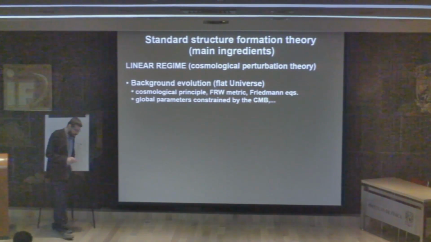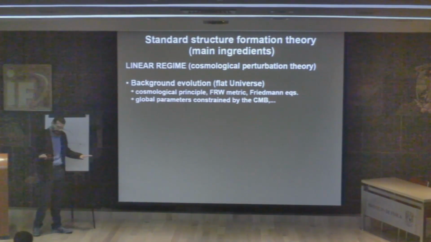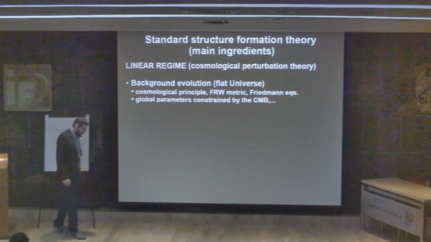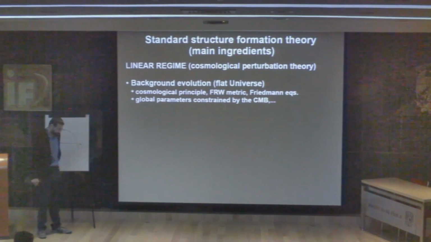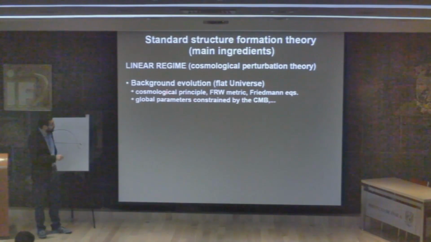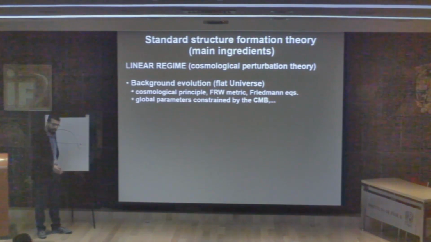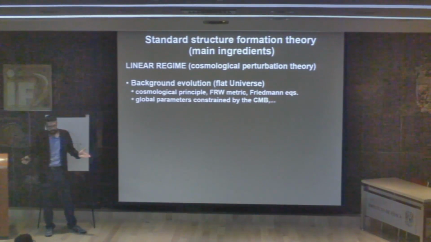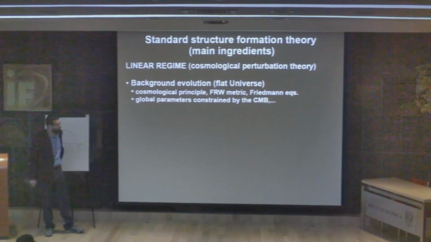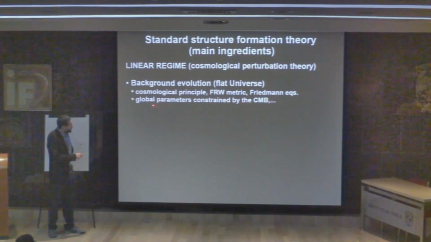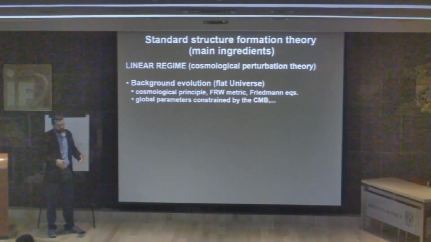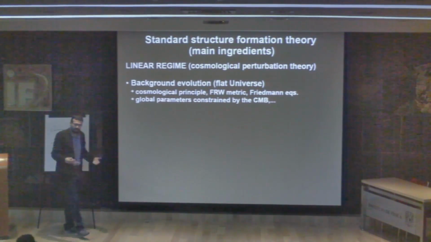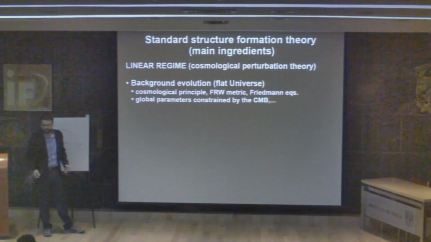So the elements are, just say very briefly, you have a background evolution, and that's essentially very well known and established. You start with basically just one principle, which is the cosmological principle, and then you assign a metric, the Friedman-Robertson-Walker metric, and then you arrive at the Friedman equations, and that essentially gives you the background evolution of your universe. And of course, the parameters in that evolution, the amount of dark matter, the amount of ordinary matter, radiation, etc., are constrained by observations such as the CMB.